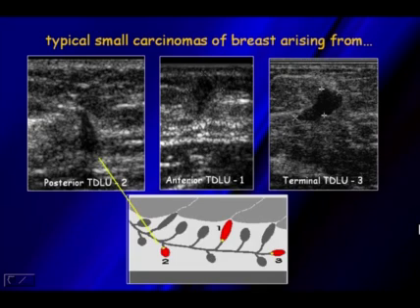Here's a cancer that arose in a posterior lobule. You can see it looks like a tennis racket with a handle up. Here's a small cancer that arose in an anterior lobule, and here's one that arose in a terminal lobule. So these are all examples of small cancers that are taller than wide. If you notice, I keep saying small cancer.